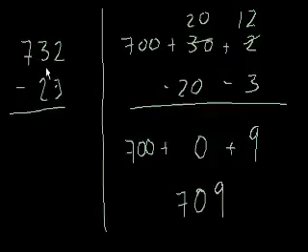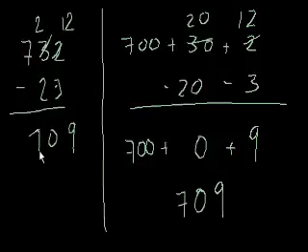And that's the reason why this borrowing will work. Well, we say, oh, let's borrow 1 from the 3, makes it a 2. This becomes a 12. And then we subtract. 709. Let's do another problem, one last one.